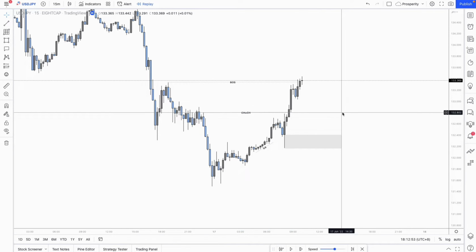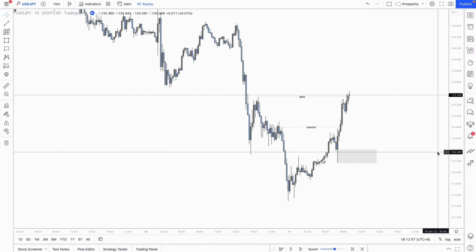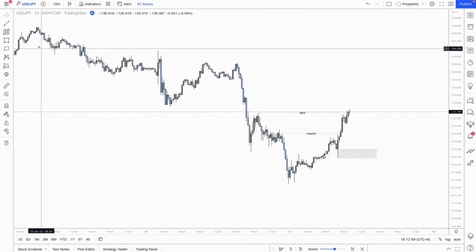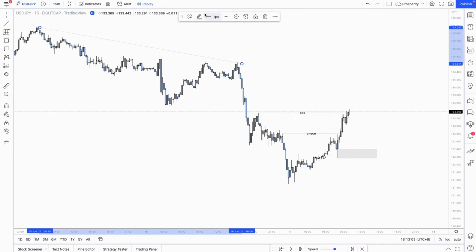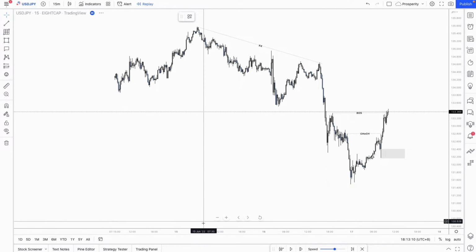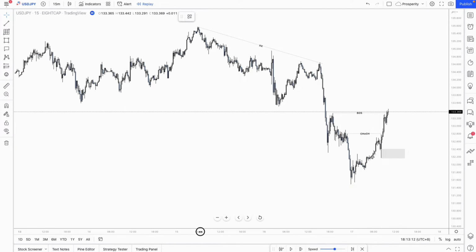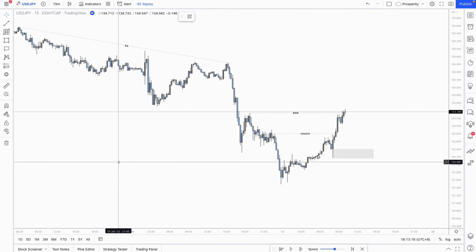That's number 4. Number 5, there must be liquidity to target, right? There must be areas of liquidity that you are looking to take the trade to. Right here, for me, we have built up liquidity at this high, right? There has to be liquidity to target.